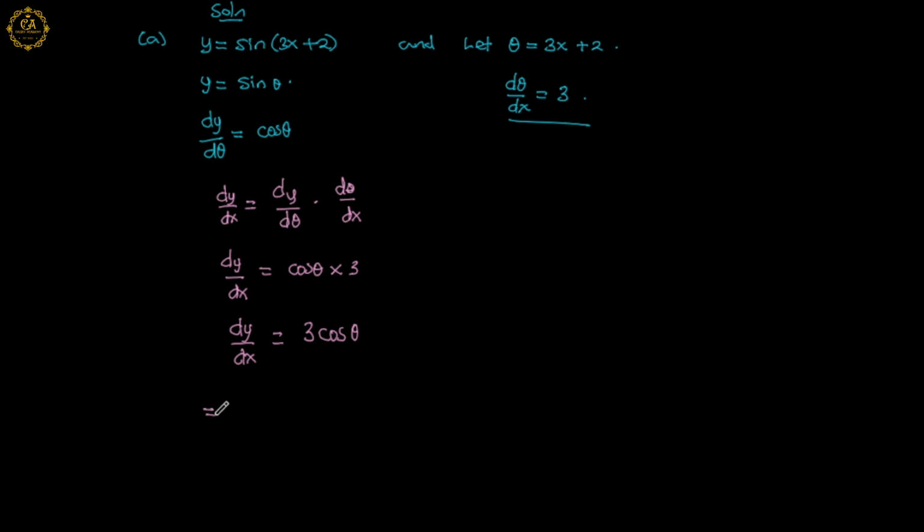Now let's replace theta so that we obtain it in terms of x. So this implies that dy by dx equals to 3 cosine of 3x plus 2, and that is the derivative of the first function.